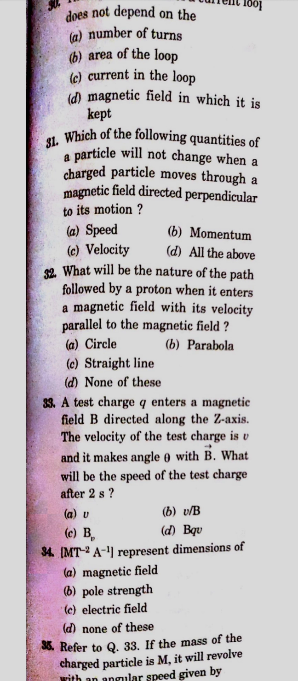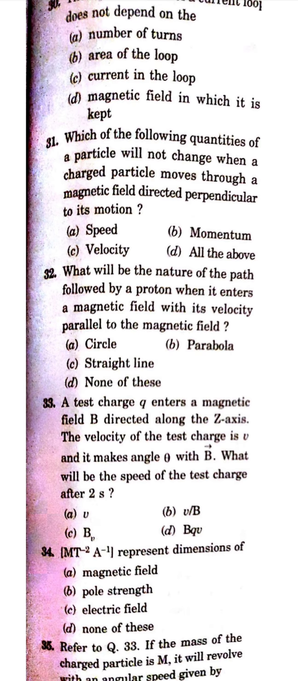What will be the nature of the path followed by a proton when it enters a magnetic field with its velocity parallel to that of the magnetic field? Now we know that protons are positively charged and it enters the magnetic field, but it is parallel to the magnetic field. So it will move in a straight line itself. So it will be option C.